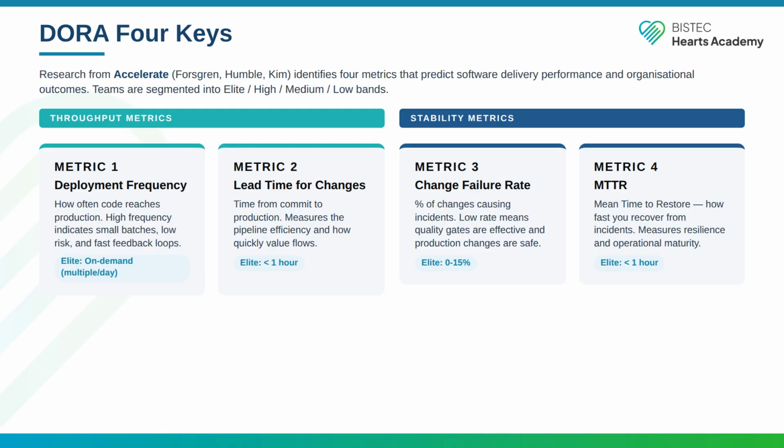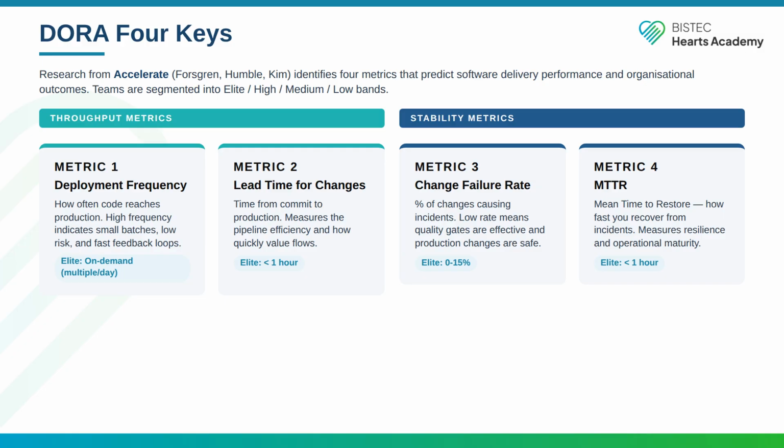2 of the metrics measure throughput. Deployment frequency measures how often you ship to production. Lead time for changes measures how long it takes from the first commit to that code running in production. 2 metrics measure stability. Change failure rate is the fraction of changes that cause a production incident or require a rollback. Mean time to restore measures how quickly you recover when something breaks.